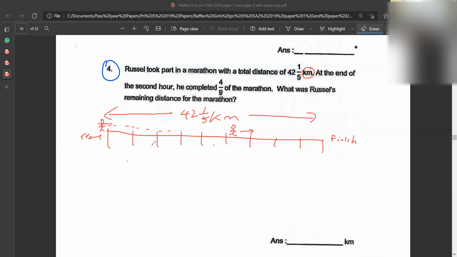Then at the end of the second hour, 1, 2, 3, 4, this is the second hour, he completed 4/9. Then what's the remaining distance? 5/9. But they're asking for distance. What must you do? Just now I mentioned from here to here, what's the quantity? 42 1/5 kilometer. Then from here to here, what is the quantity? 5/9. 5/9 is a fraction. Quantity.